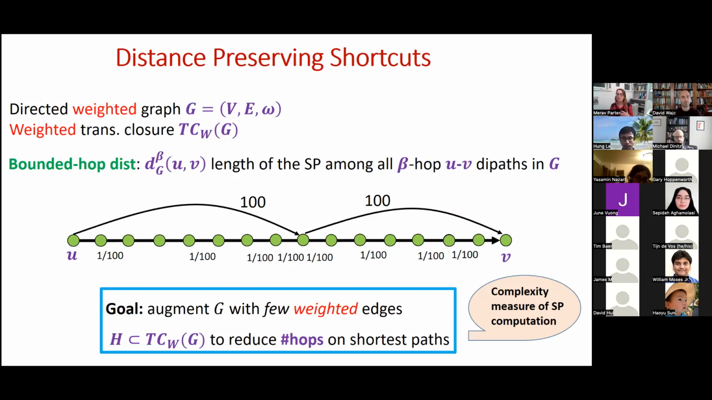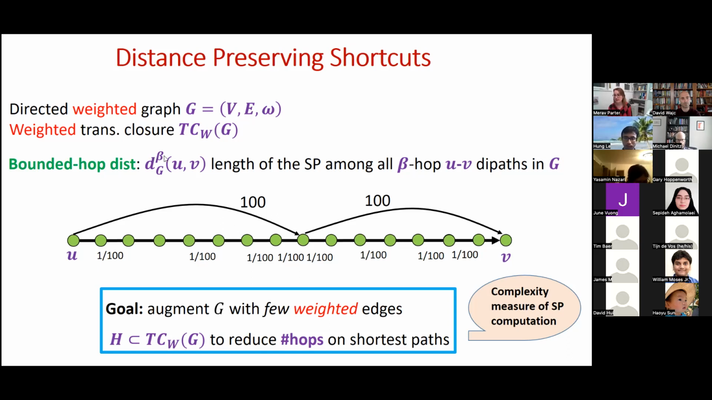And now imagine that I wish to compute shortest paths from a single source S to all the nodes. Even if the diameter of the graph is small, because of the weights, it might be the case that the number of hops on the S to V shortest path is going to be very large, right? So eventually, the complexity really depends on the number of hops on the shortest paths of the vertices. And this brings us to the definition of bounded hop distances, okay?